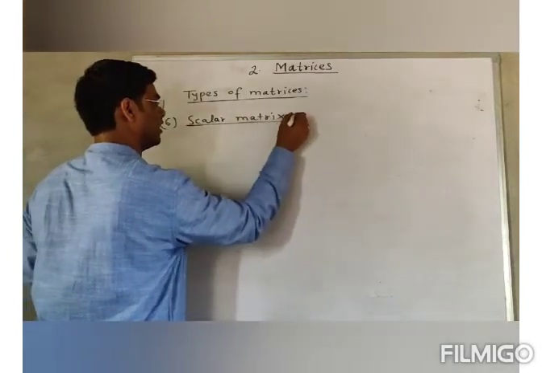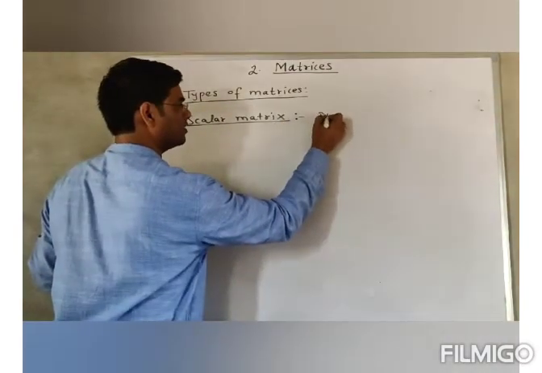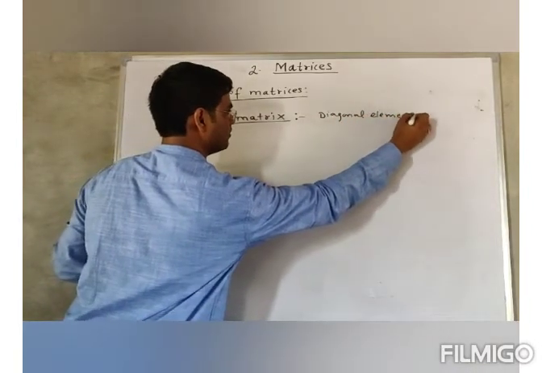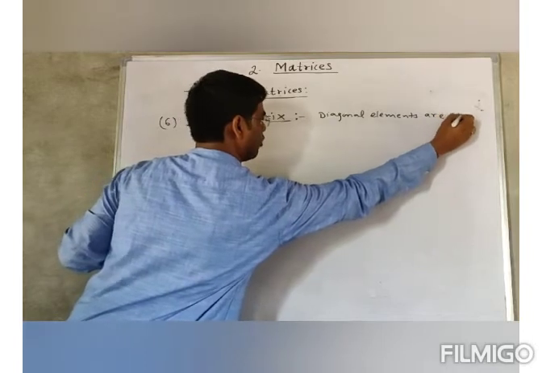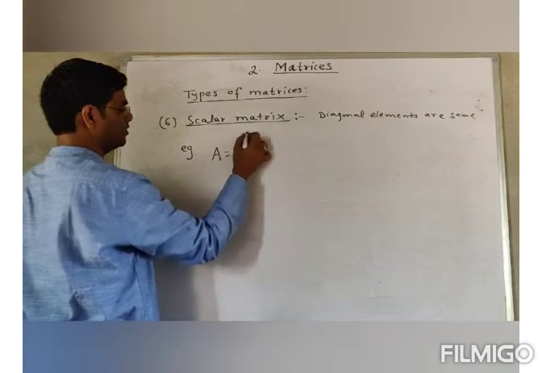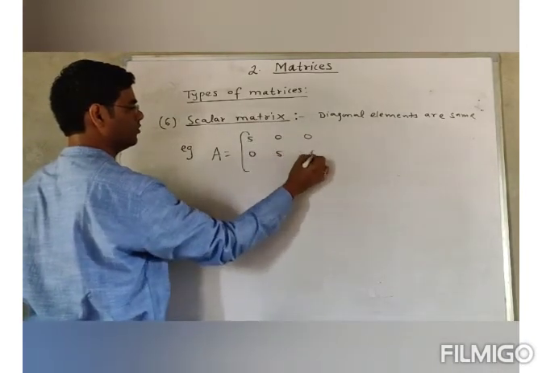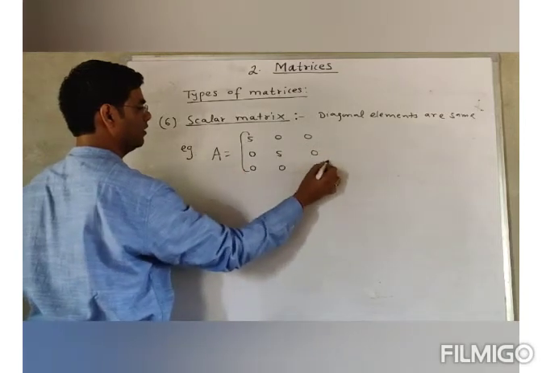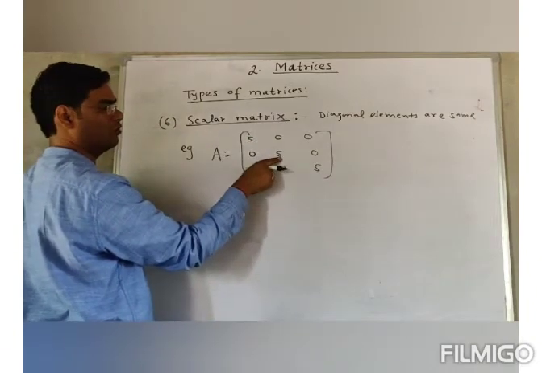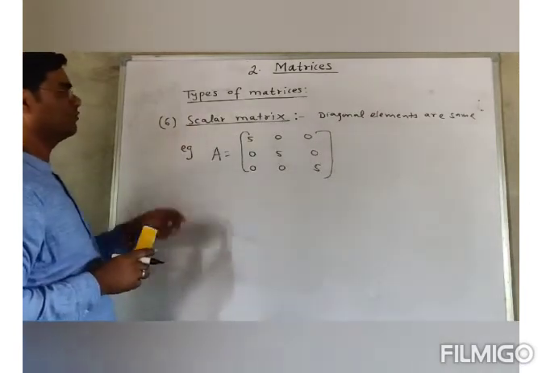Scalar matrix is a type of diagonal matrix or a square matrix in which all the diagonal elements are the same and non-diagonal elements are 0. For example, A is a matrix having elements 5, 0, 0, 0, 5, 0, 0, 0, 5, and here all the diagonal elements, that is A11, A22 and A33, are the same. Therefore this is an example of a scalar matrix.